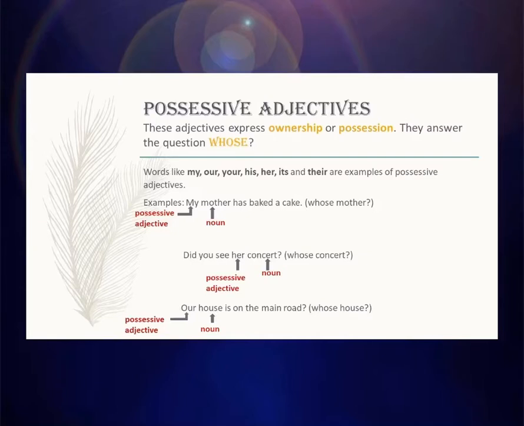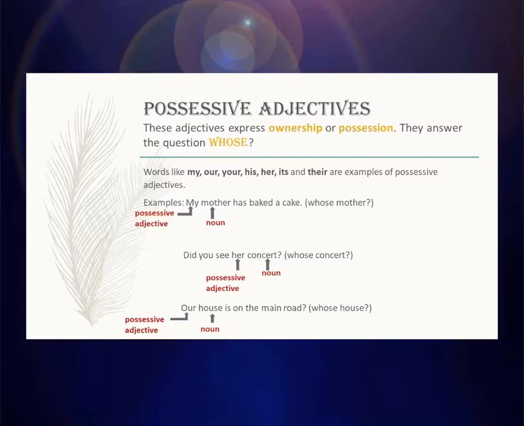Let's look at the next example. Did you see her concert? Whose concert? Her concert. The possessive adjective here is going to be her, which is modifying the noun concert, meaning adding to the information of the noun concert.